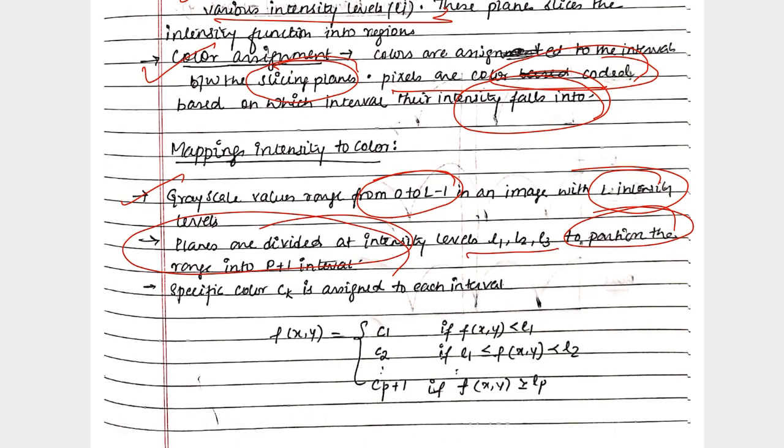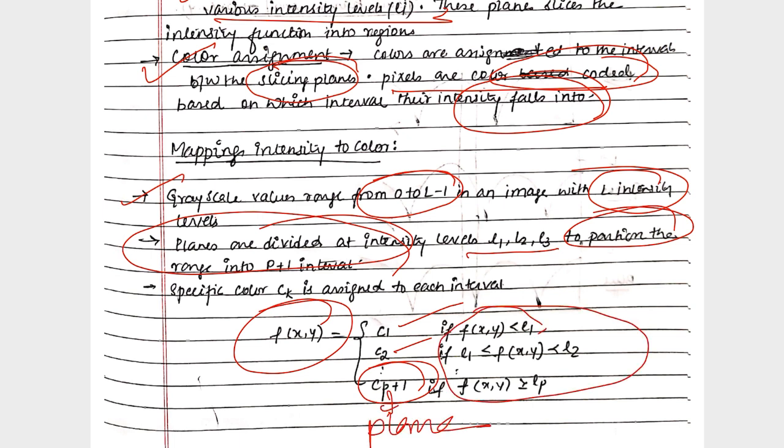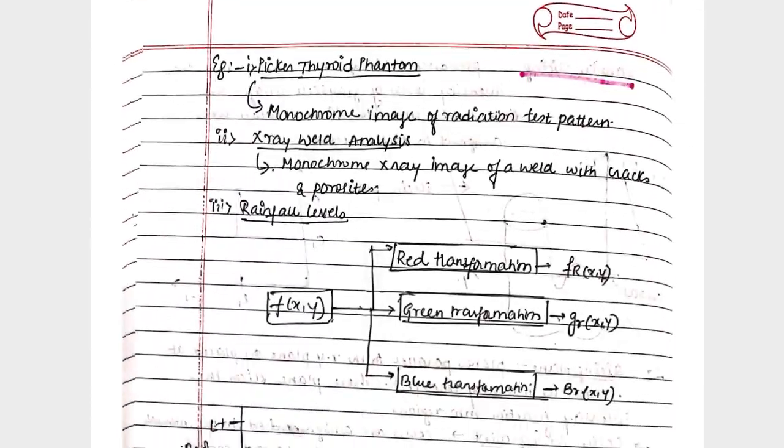How will you assign a specific color to a particular interval? It is given by f of x comma y equal to c1, c2, up to c of P plus 1, where P plus 1 refers to the interval at a particular plane. It is given by this formula: f of x comma y less than L1, L1 less than or equal to f of x comma y less than L2, and f of x comma y greater than or equal to L of P.